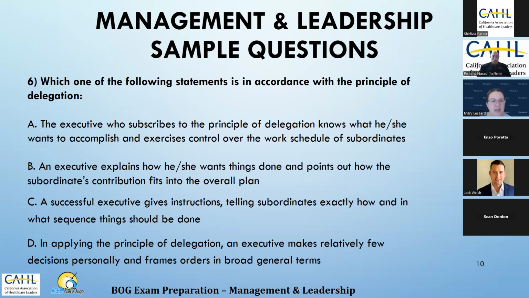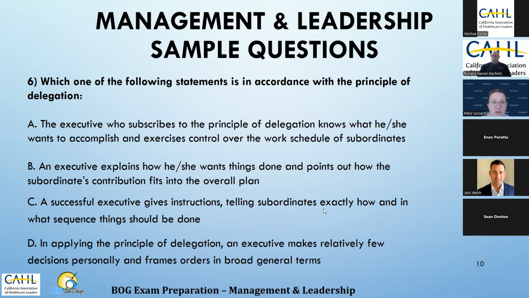Let's see. C, a successful executive gives instructions telling subordinates exactly how and in what sequence things should be done. That word "exactly" is not going well with delegation. So C is the opposite of delegation, and I'm pretty much going to rule that one out. Let's look at D and see if we have an answer here.